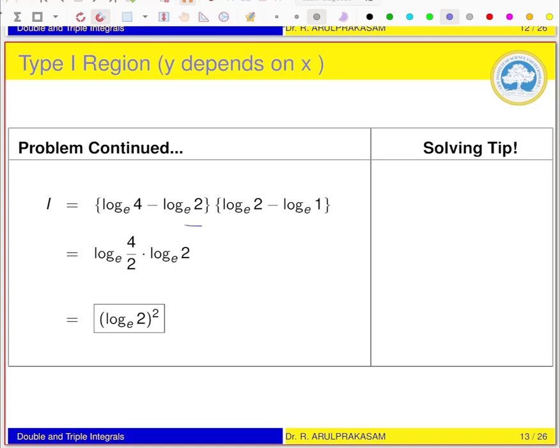It is another property: log of a by b I can write as log a minus log b. By the property, the right hand side form I can write as the left hand side form. Here log 1 is always 0. So log 4 minus log 2 is log 2, and then cancelling, we get log 2 whole square.